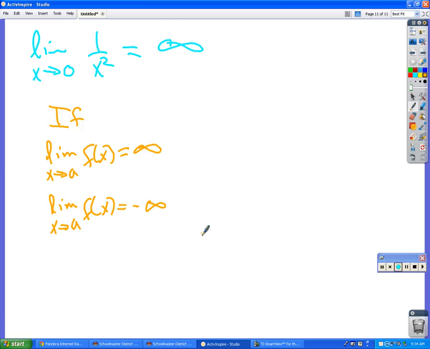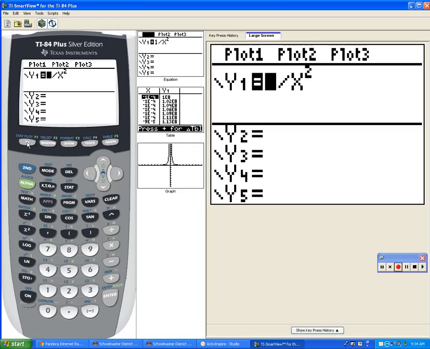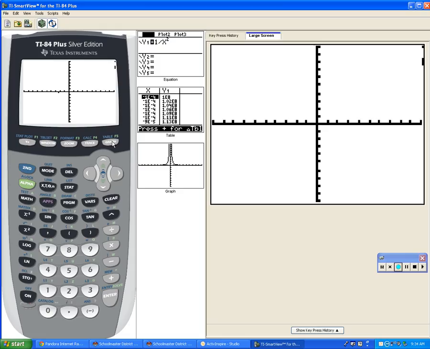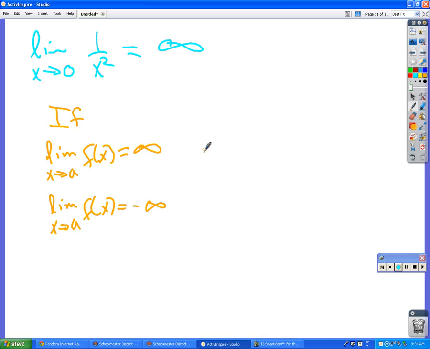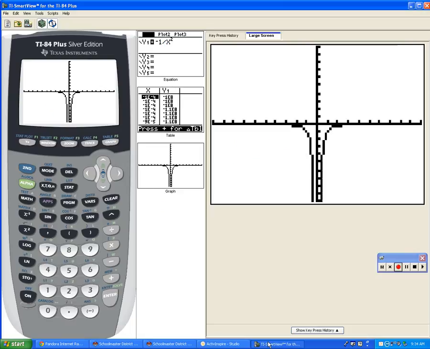Negative infinity. In other words, I could take this graph right here and toss a negative sign in front of it. And then now the graph is flipped upside down. So now the limit as x approaches 0 is negative infinity, but I still have a vertical asymptote, right? Okay. Or just for funsies, this is kind of redundant. I could have the limit as x approaches a from the positive side only equal infinity.